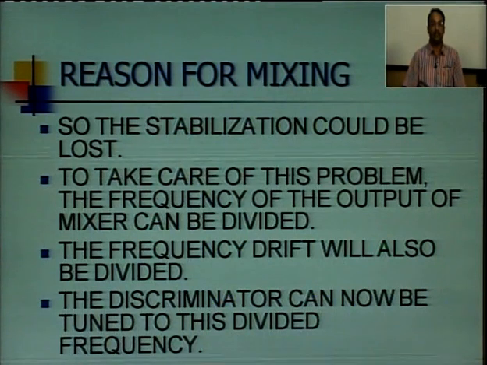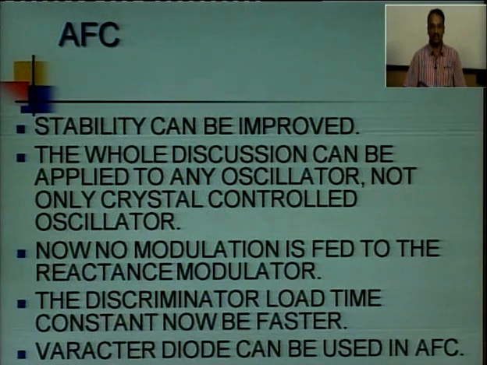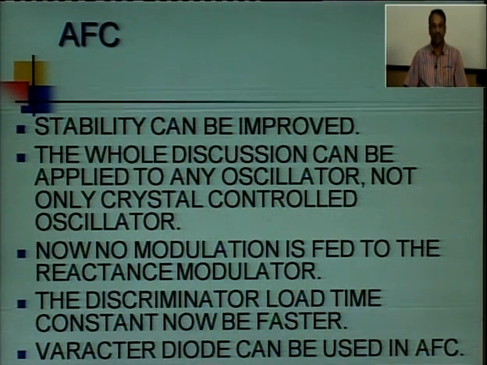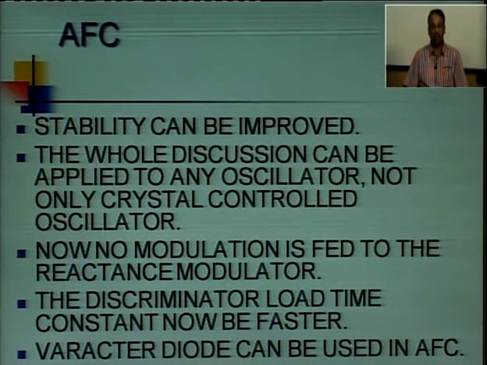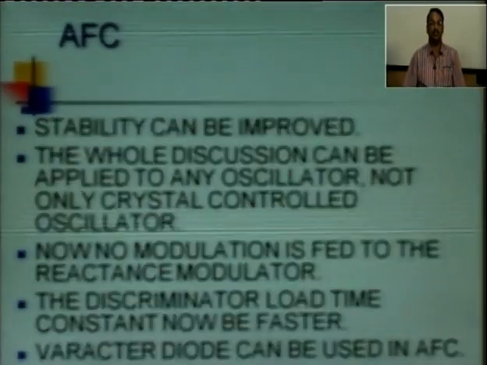So, the stabilization could be lost. To take care of this problem, the frequency of the output of the mixer can be divided. The frequency drift will also be divided. The discriminator can now be tuned to this divided frequency. By using AFC, stability can be improved. The whole discussion can be applied to any oscillator, not only a crystal controlled oscillator. Now, no modulation is fed to the reactance modulator, so the discriminator load time constant can now be faster. A varactor diode can also be used in automatic frequency control. Thank you.